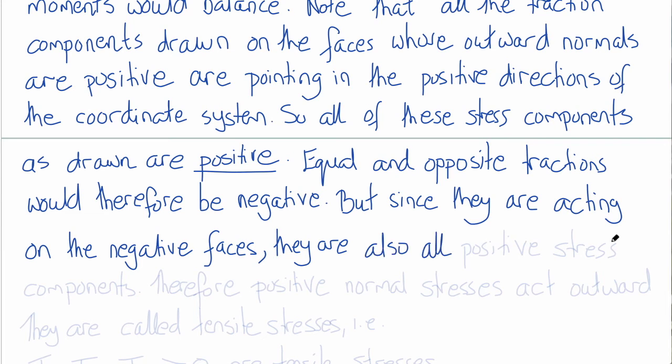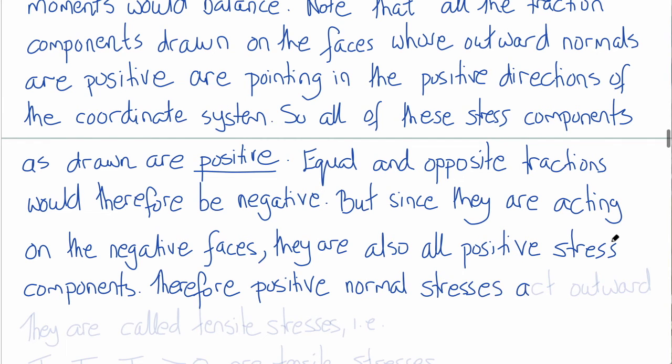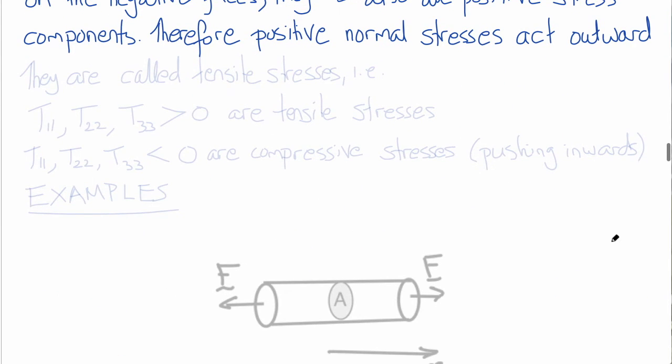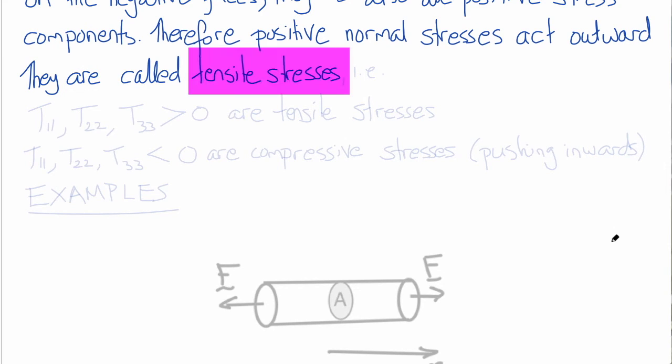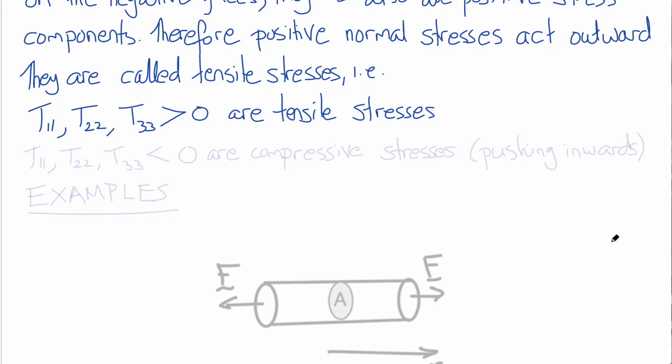But it's the sign of the normal stresses that's of particular importance and interest. So because positive normal stresses act outwards, they're referred to as tensile stresses. So when T11, T22, or T33 are greater than zero, we call these components tensile stresses. And when T11 or T22 or T33 is less than zero, we call those components compressive stresses, components that press in on the region.